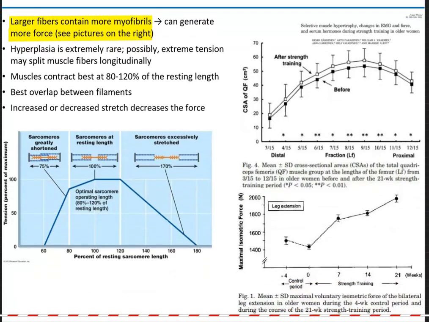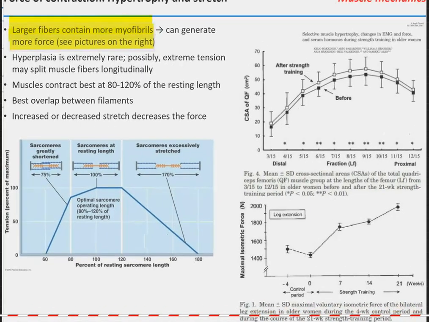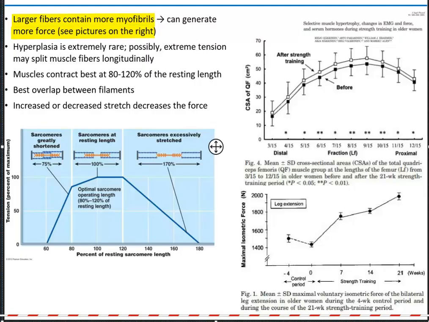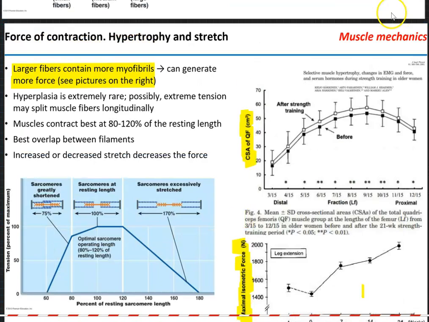So this graph on the bottom, for example, shows you that muscle hypertrophy increases the force, and that increased cross-sectional area is associated with a greater force. Muscles become bigger by the process called hypertrophy. I'm going to highlight that term.